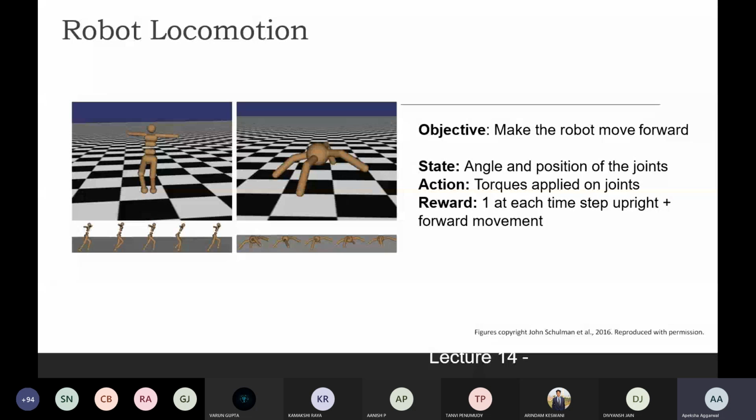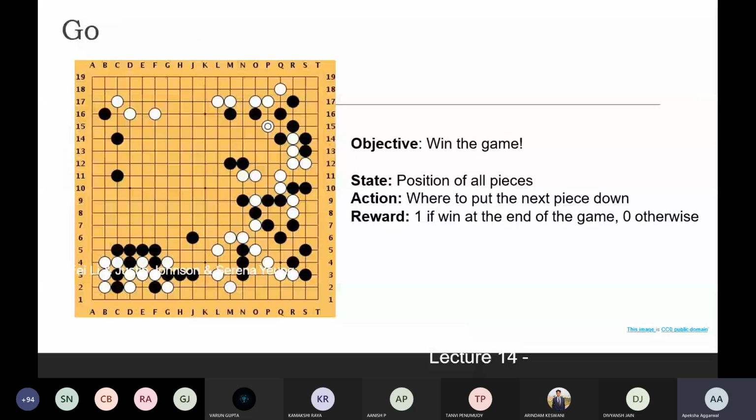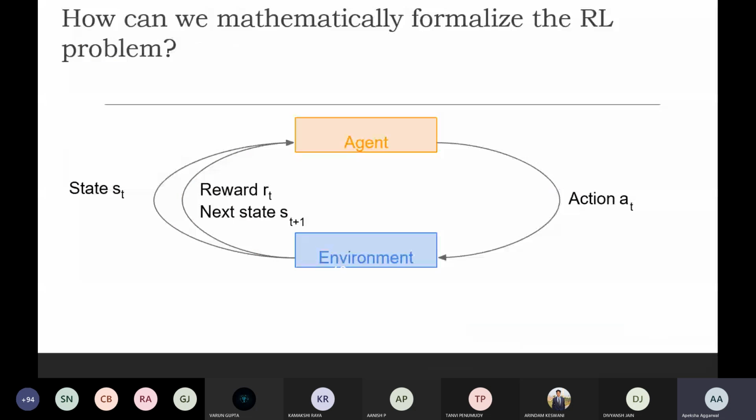So games and all these things utilize reinforcement learning. Similarly for games, any game, chess or checkers, all right. So this is the overall idea of reinforcement learning.